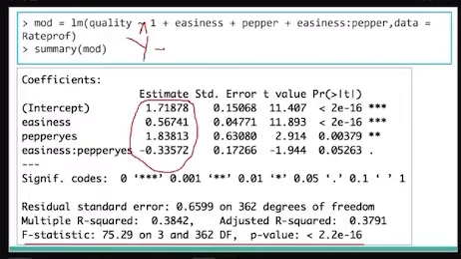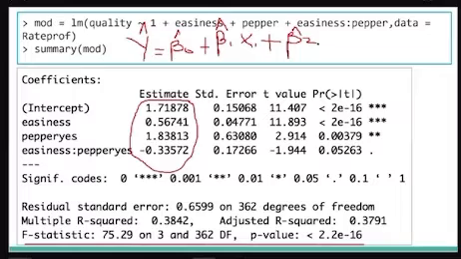Your Y cap is going to be beta naught cap, plus the beta 1 cap X1, the beta 2 cap X2, finally, the beta 3 cap X1 and X2. This is a mathematical model.